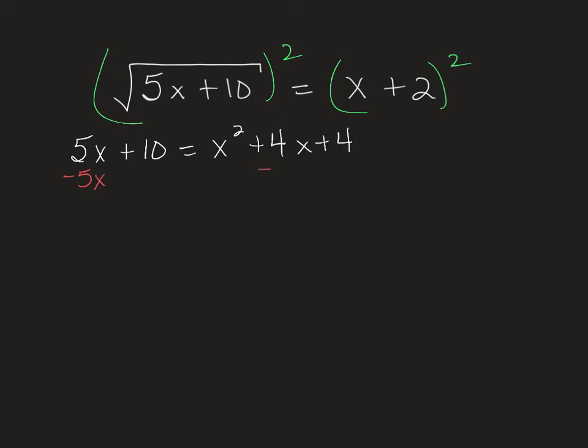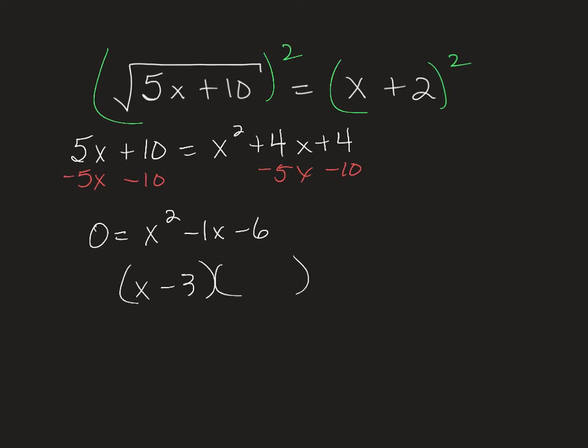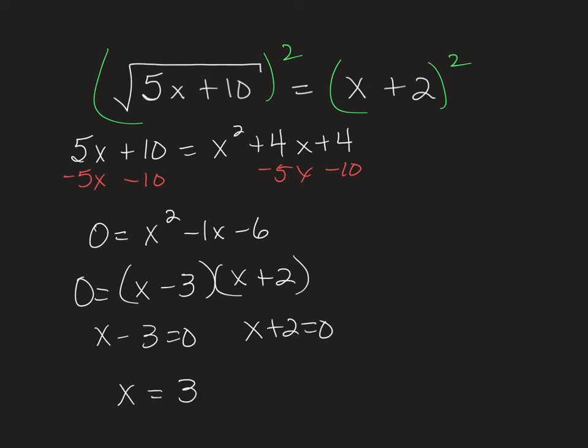5x comes over to here, and we're going to move the 10 at the same time. This gives me 0 equals x squared minus 1x minus 6. Again, that is factorable. That's a -3 and a +2. Set them equal to 0. x minus 3 equals 0. x plus 2 equals 0. So x is 3, -2.